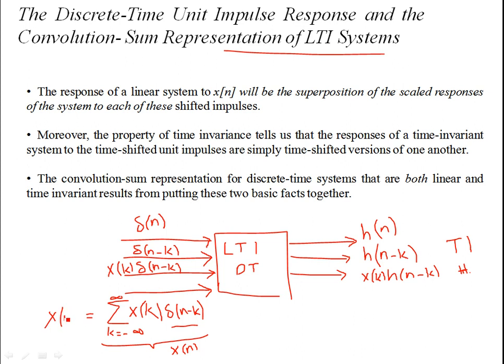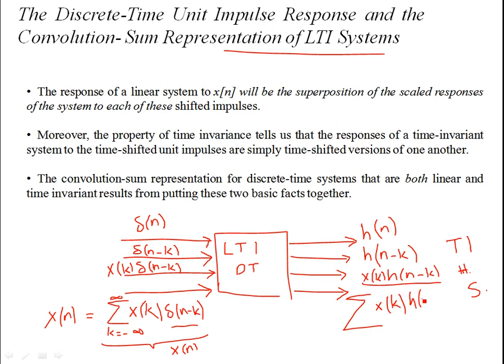So this is x of n that I've applied to an LTI discrete time system. Now see what happens with the output. The output, by the principle of superposition, will be the sum of all such responses. So this is my response to a shifted impulse of delta n minus k with the scale x of k. Now if I have many such inputs which are summed up, the output is again the summation of all the individual responses. So the individual responses will be x of k h of n minus k.